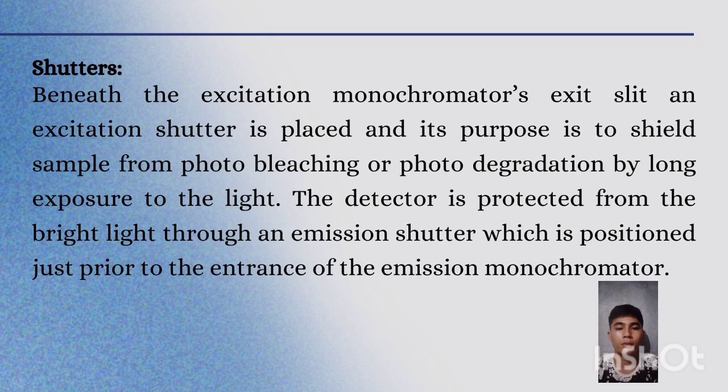There are two main shutters used in the system. First is the excitation shutter, located just below the exit slit of the excitation monochromator. Its main purpose is to protect the sample from too much light exposure, which can cause photobleaching or photodegradation. In short, it prevents the sample from being damaged by continuous light. Second is the emission shutter. It is placed just before the entrance of the emission monochromator. Its role is to protect the detector from being exposed to excessively bright light, which could affect the accuracy of the result or even damage the detector.